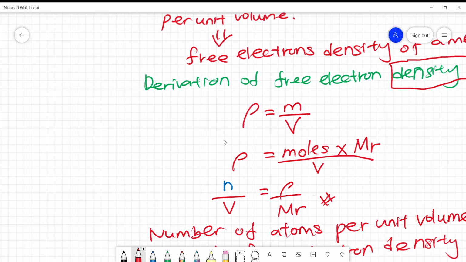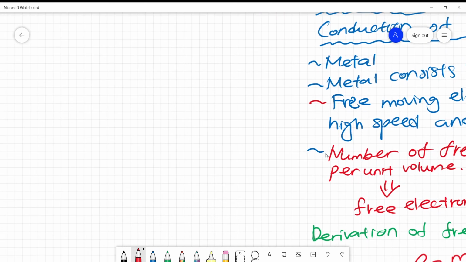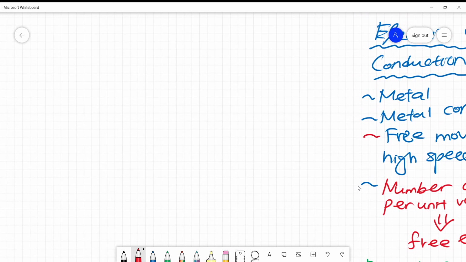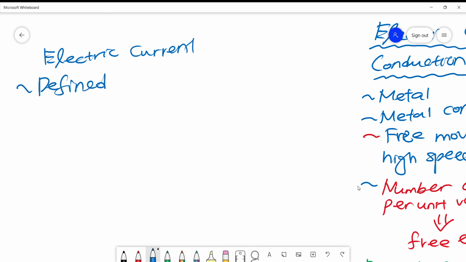So let's move on to our main subtopic, which is electric current. So what is electric current? Electric current is defined as the rate of flow of charge.